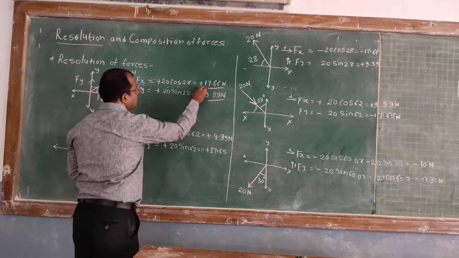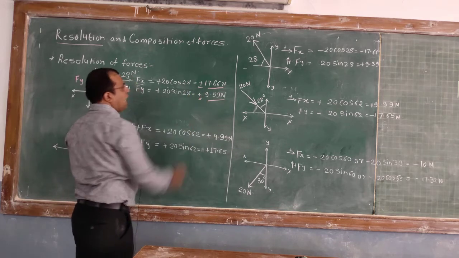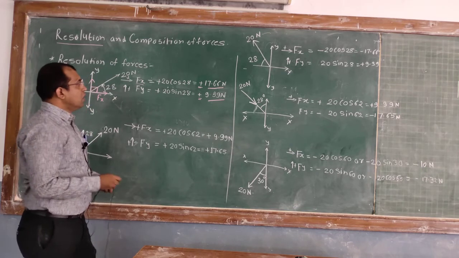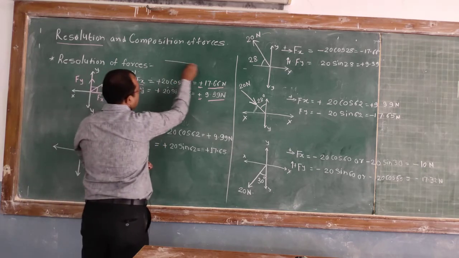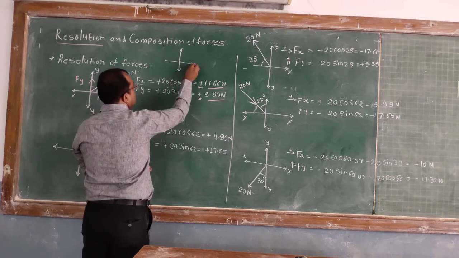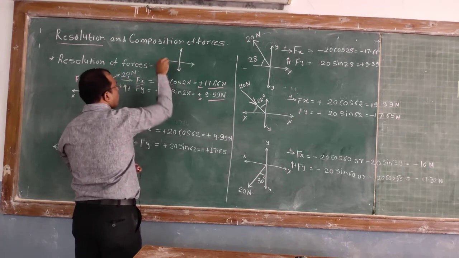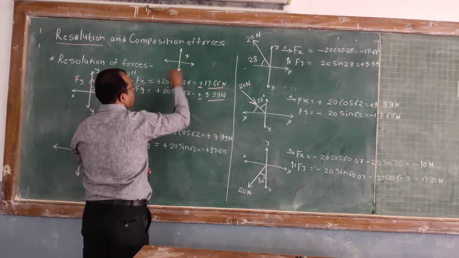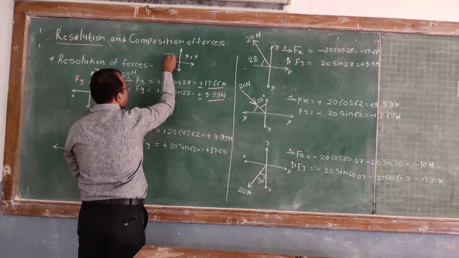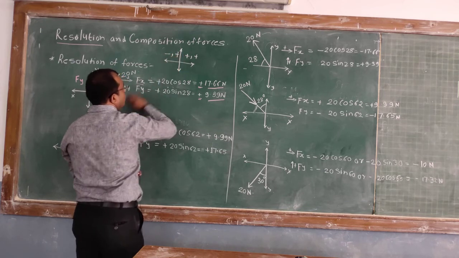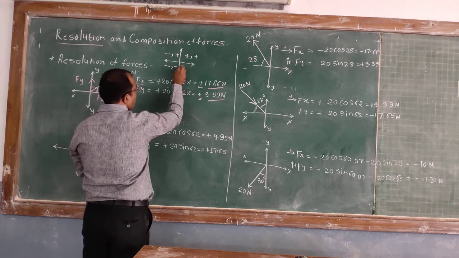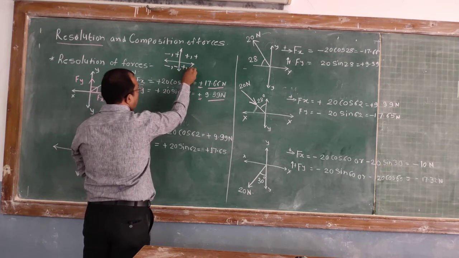Now comes towards this sign convention, plus plus sign. I have given the sign plus plus. As we have already discussed, the sign convention in case of the resolution of forces is the quadrant system. In the first quadrant, x is positive, y is positive. In the second quadrant, x is negative, y is positive. In the third quadrant, both x and y are negative, and in the fourth quadrant, x is positive and y is negative.